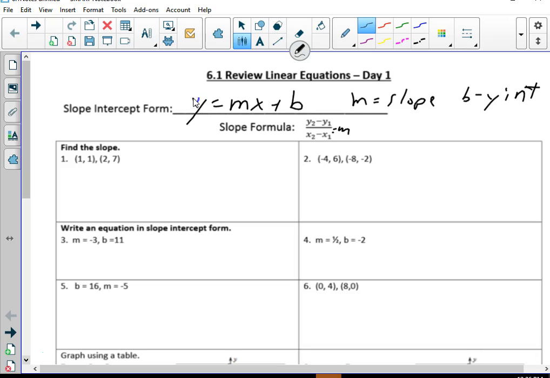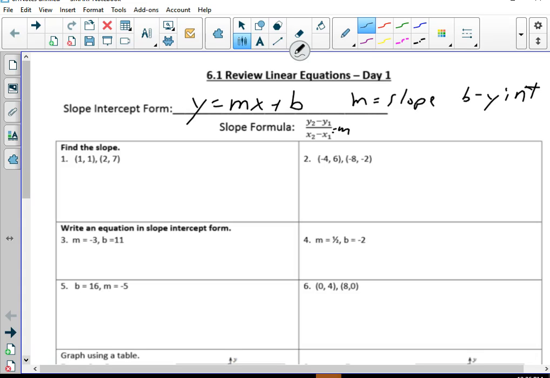Now, the formula here says y2, y1, x2, x1. I don't really care about 1 and 2 because you can go either direction. I don't care which direction you go, so I won't get hung up on the 1 and 2. You just got to be consistent.